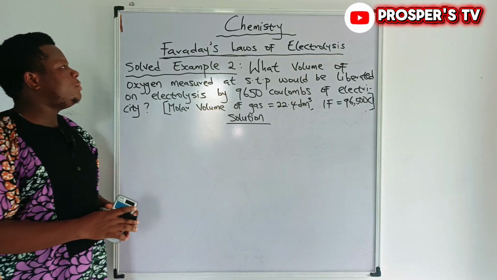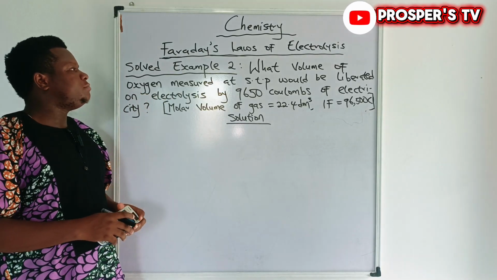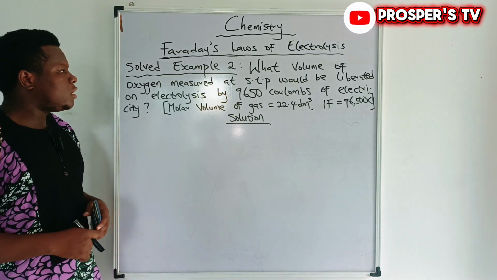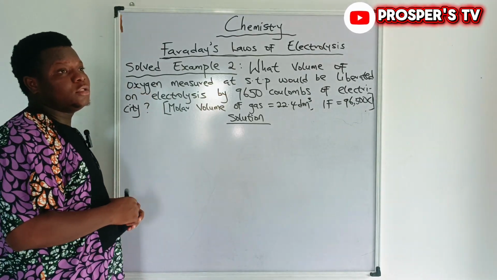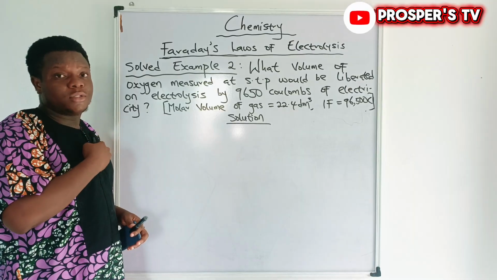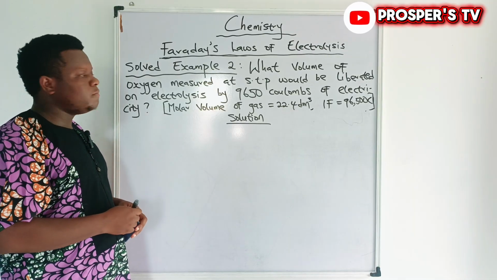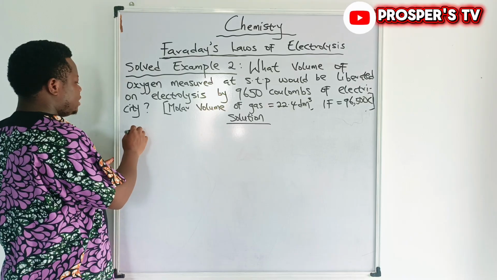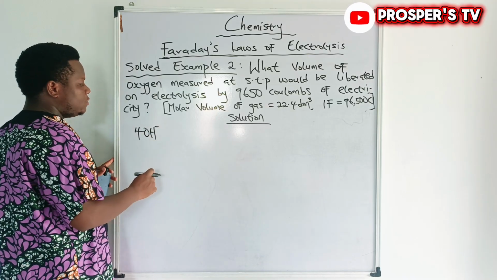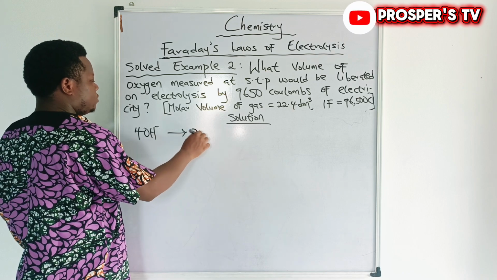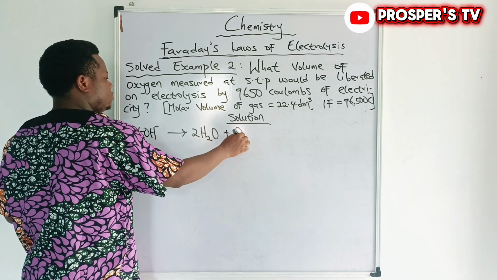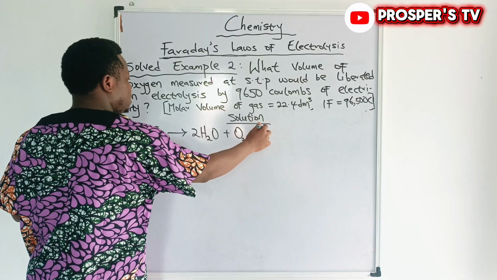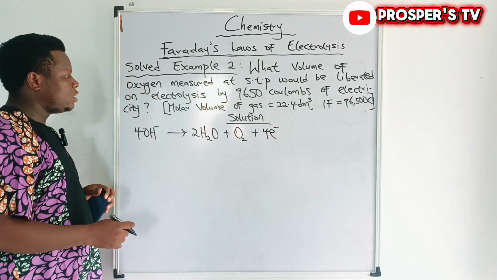Okay, now let's look at the second example on the board, which says, what volume of oxygen measured at STP would be liberated on electrolysis by 9,650 coulombs of electricity? Now, oxygen is only liberated in electrolysis whenever hydroxide ion from the solvent is being discharged, from what we learned. And from what we learned in the previous video, when that happens, the equation at the anode will be 4OH minus gives us 2H2O plus O2, then plus 4 electrons. So this was the equation that we got in our previous class.